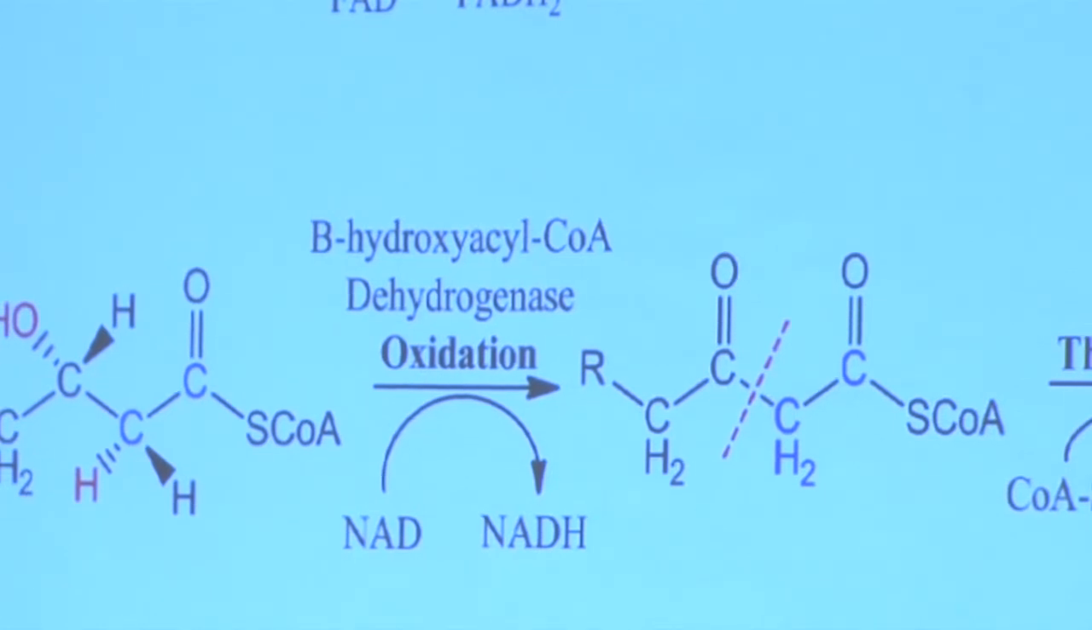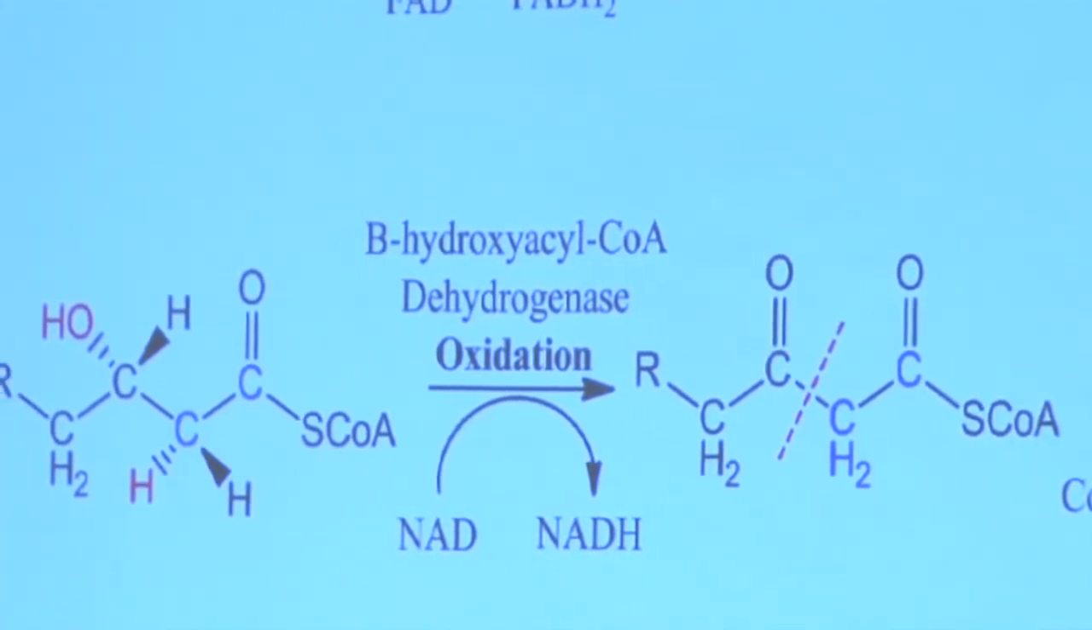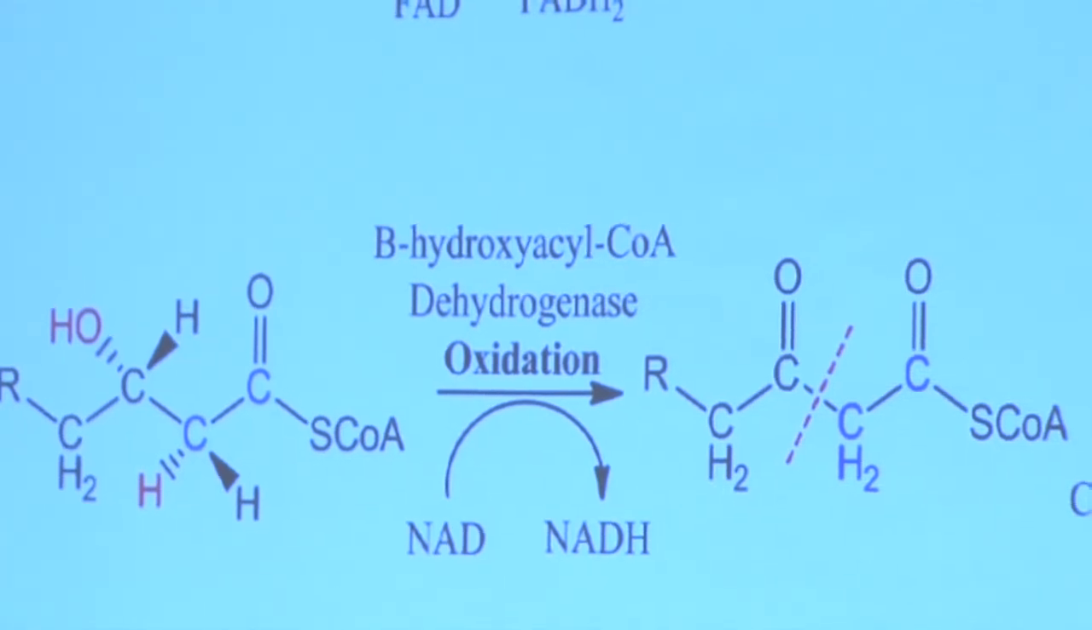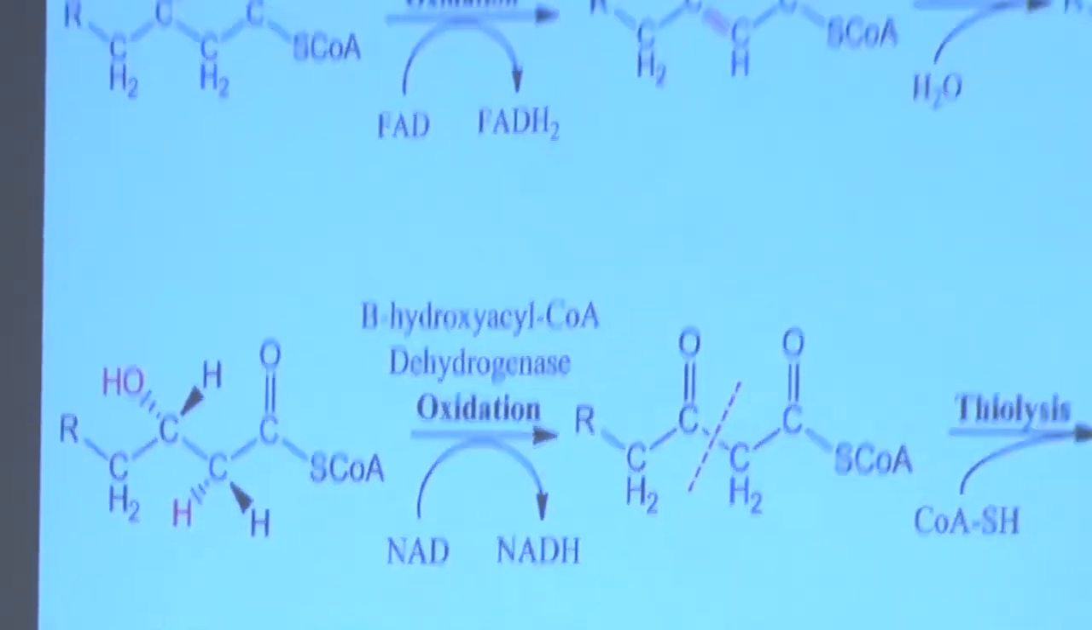I'm going to help you guys out just a little bit. Cool. So one cut here, and we got one acetyl-CoA and the rest of the chain. And then we'll just repeat all 4 steps. Again, I will go through oxidation, hydration, another oxidation, and thiolysis again to produce another acetyl-CoA. And I'll do this again and again and again until all I have is a bunch of acetyl-CoAs.